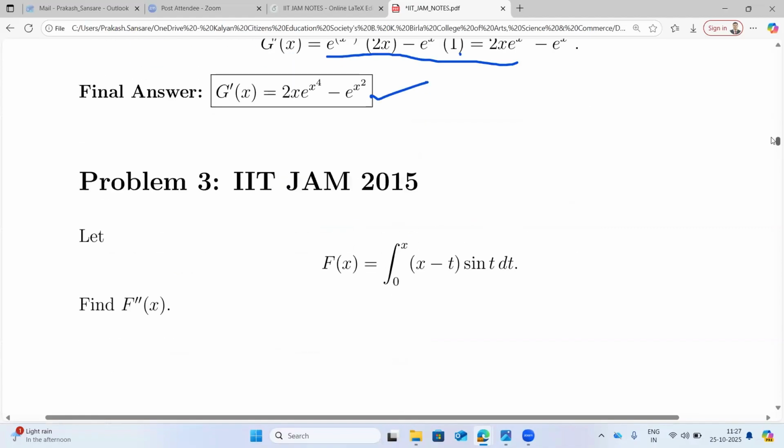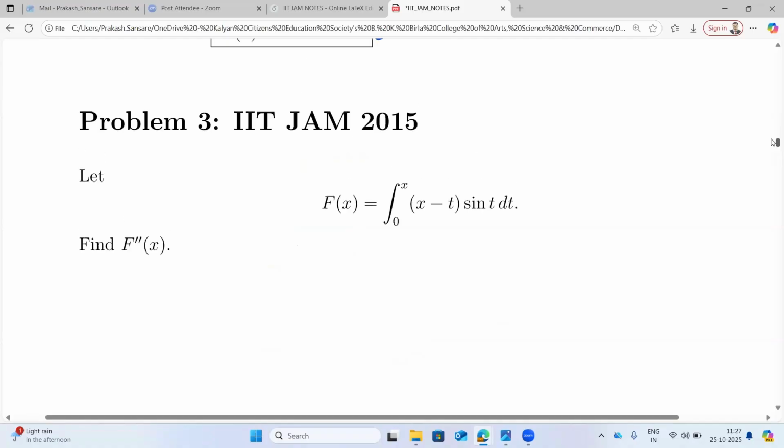Yeah, this is a question which was asked in 2015. If f of x is equal to the integral from 0 to x of (x minus t) sin t dt, find f double dash. Okay, so let's solve this.